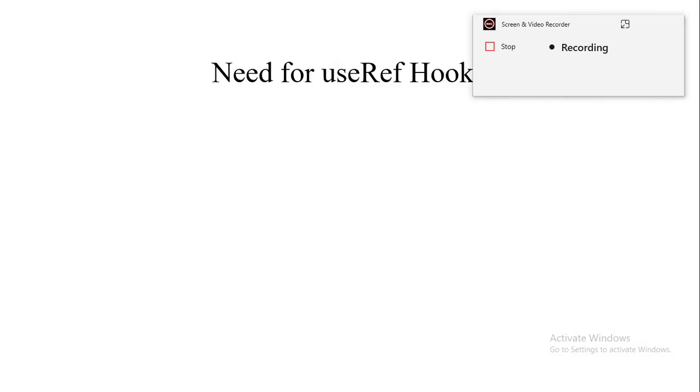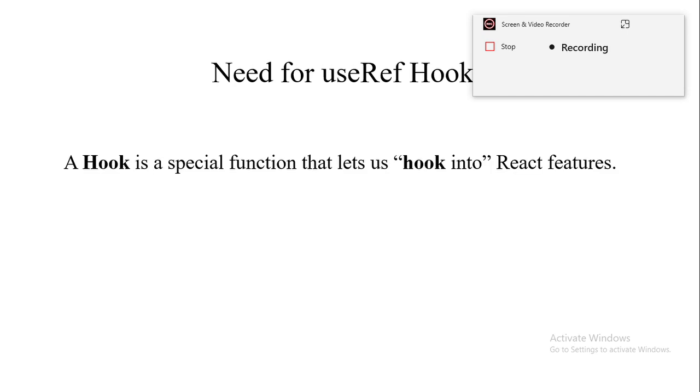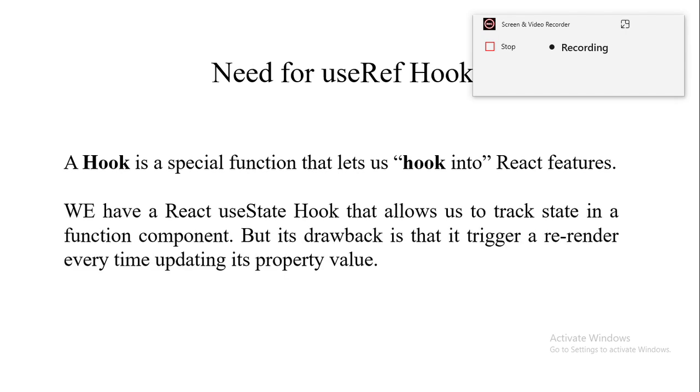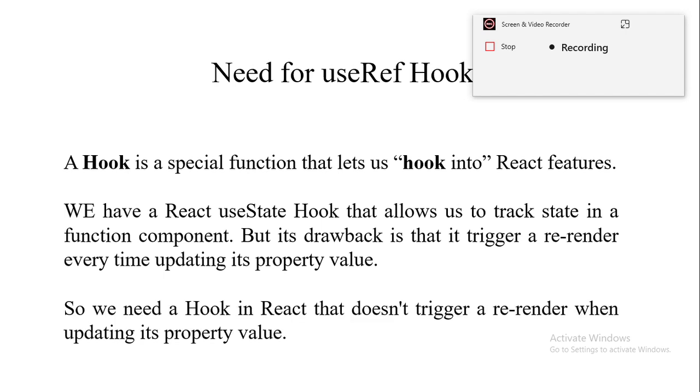First, we will understand the need for the useRef hook. A hook is a special function that lets us hook into the React features. We have a React useState hook for that, and it allows us to track the state in a function component. But its drawback is that it triggers a re-render every time we update its property value. So we need a different hook that doesn't trigger a re-render when we change the value.